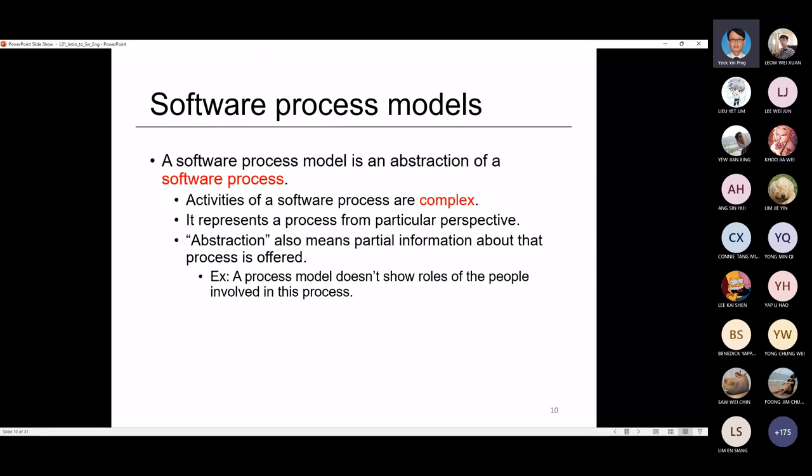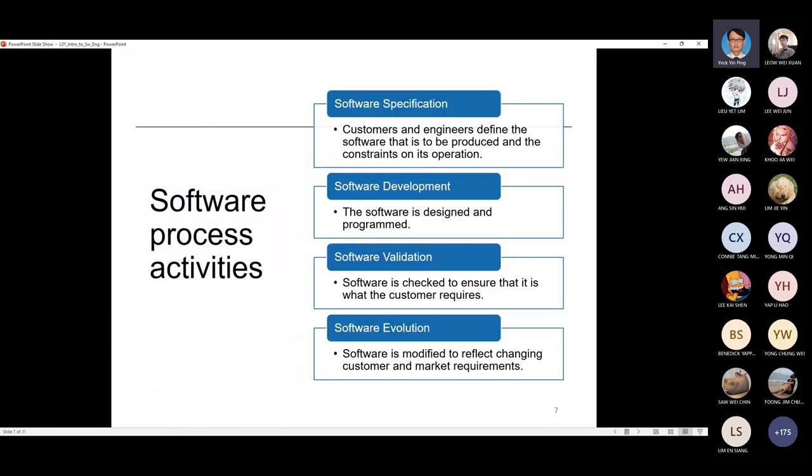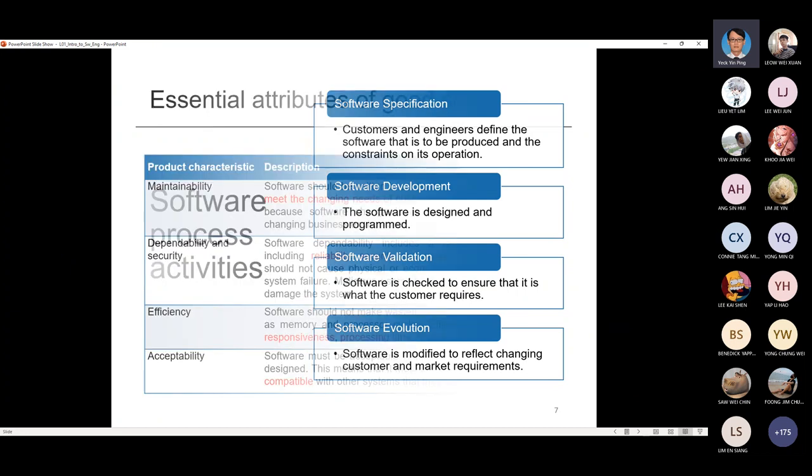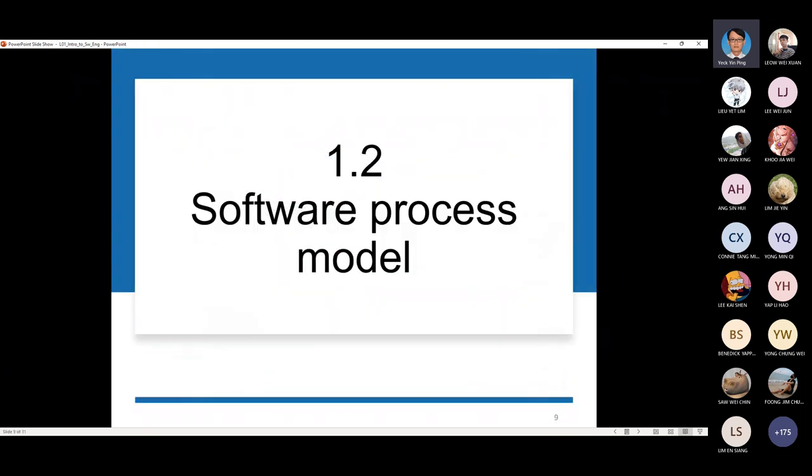And when you break down each of the process activities, let's say you have software specification. Your software specification covers system analysis, software planning and software analysis. Okay. Then you break down all the activities included in software planning, and you break down all the activities for software analysis, and do the same for the rest until software evolution. You will notice that each of the activities gets much more complex.